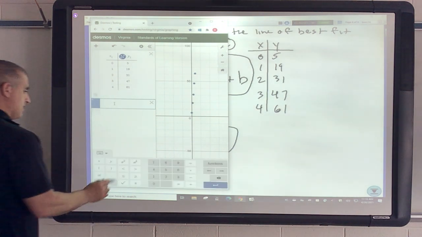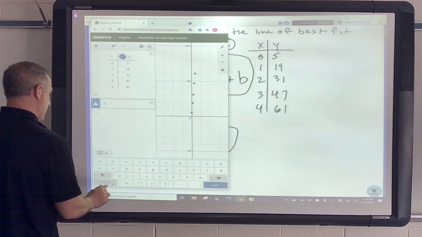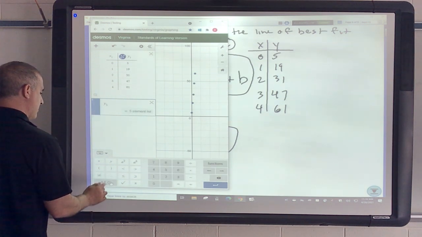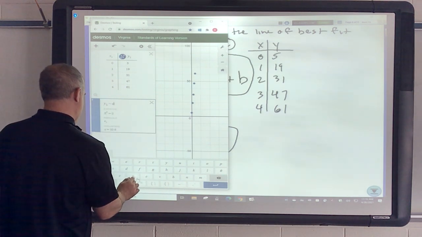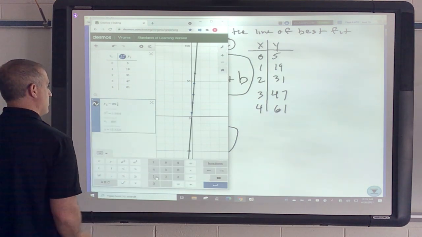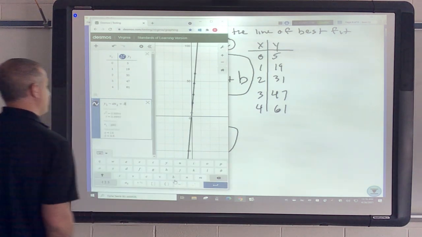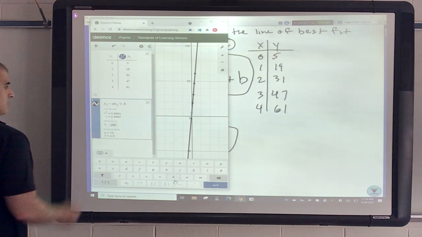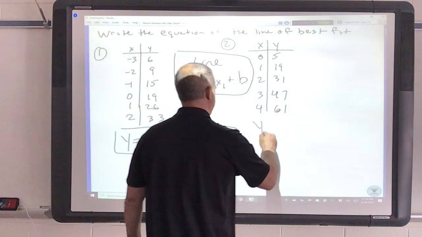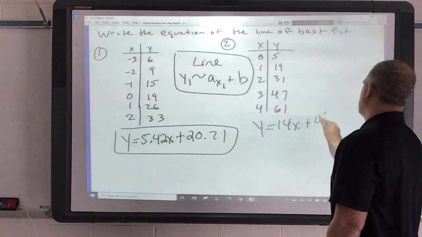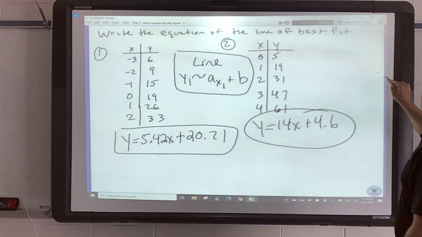So what I'm going to do is I'm just going to work all over here. y, and then 1. I'm going to go back to this ABC approximately, a, x1, plus b. And that's going to tell me what my equation is. So it's going to tell me that the number in front of x is 14 and the other number is 4.6. And that's an approximate equation of a line, okay?